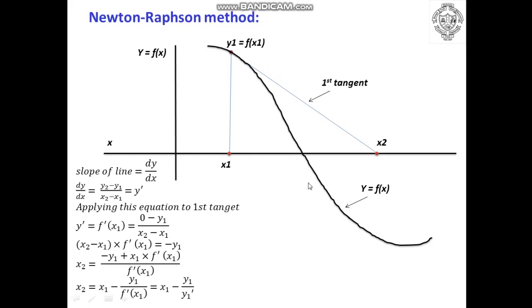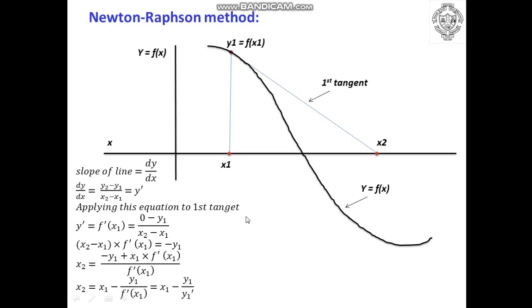Applying this equation for the first tangent, we can modify it and write y dash is equal to f dash of x1, which is equal to (0 minus y1) divided by (x2 minus x1). Now y2 is considered as 0 because x2 is this particular point, so the y coordinate of this point is 0. y2 is replaced by 0 minus y1, where y1 is nothing but f of x1, divided by x2 minus x1 as it is. x1 is known, and we have to find out x2.